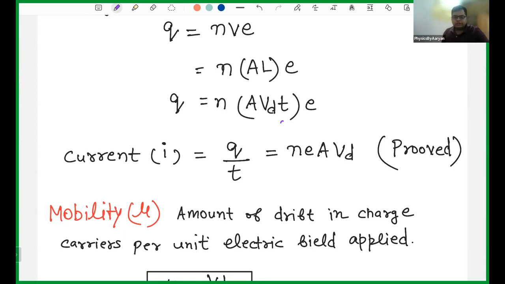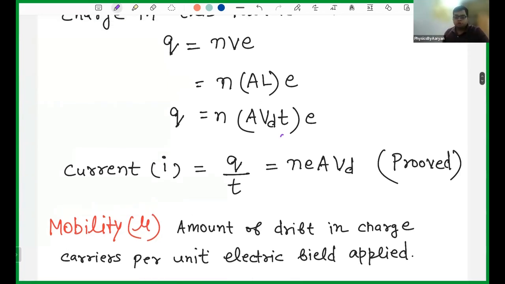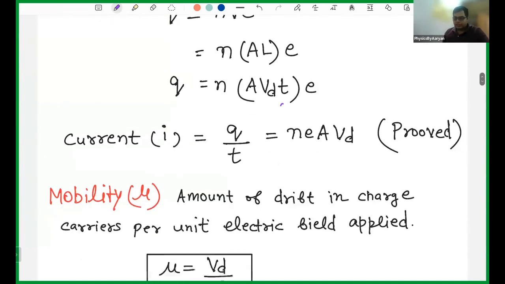Usually you should know these derivations, because in any interview they can just give you the pen, throw you to the blackboard and say derive this. So you should be very good at deriving these formulas from here and there. But you can derive the formula only when, at the back of your mind, you know where you have to reach. My current formula is nevdA. Okay, you can go through this derivation again once.